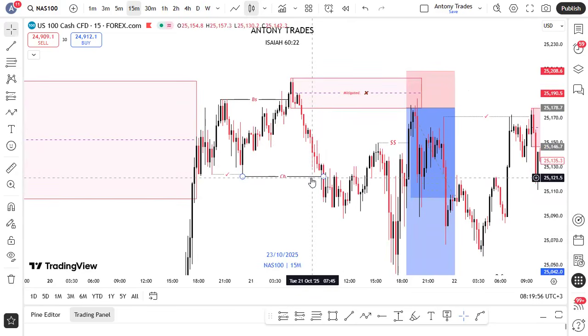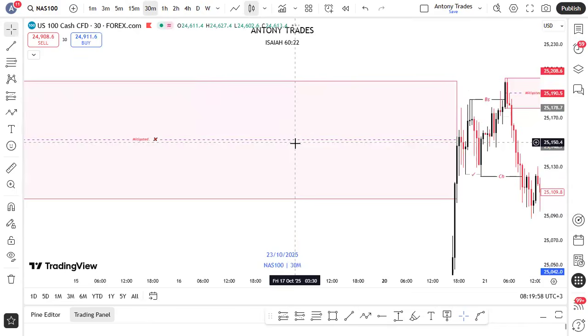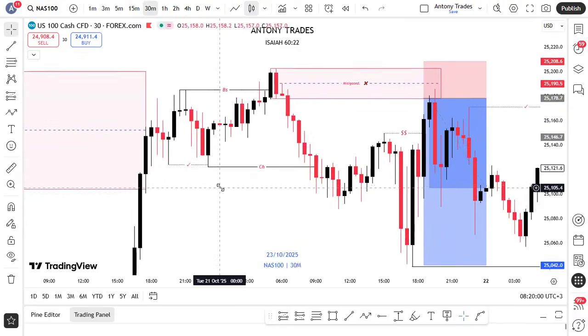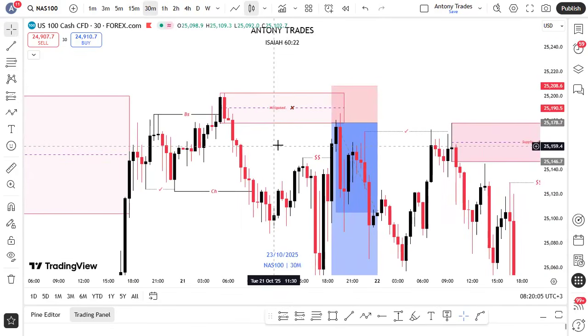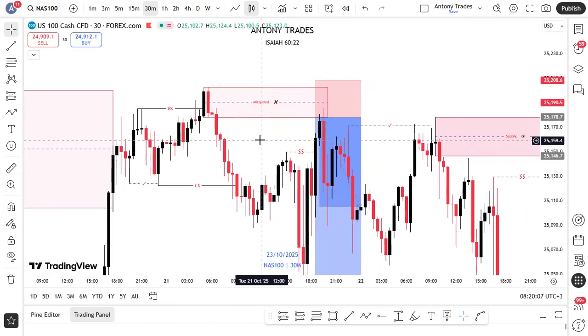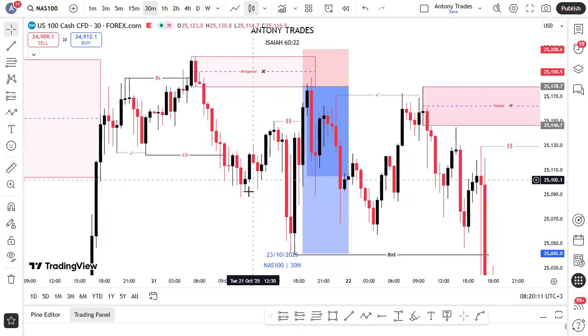Now, after seeing this low taken out with a candle closing below it, I knew very well now I have my change of character. So it was a time for me to start looking for sells. And then the next question that I always ask myself: where is liquidity? Where is the inducement? And you can see very clearly, guys, we have a break of structure here.